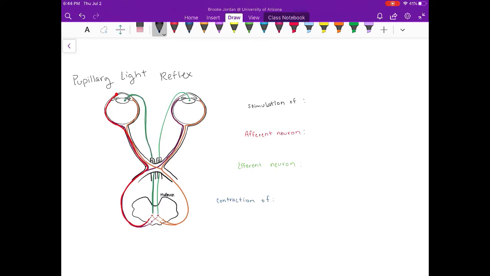Next up we have the pupillary light reflex. This occurs from stimulation of light in one eye. This causes cranial nerve number 2 to be the afferent neuron, which sends signals to cranial nerve number 3 to cause pupillary constriction of the same eye. So what this means is if you shine a light in your left eye, your left pupil will contract.